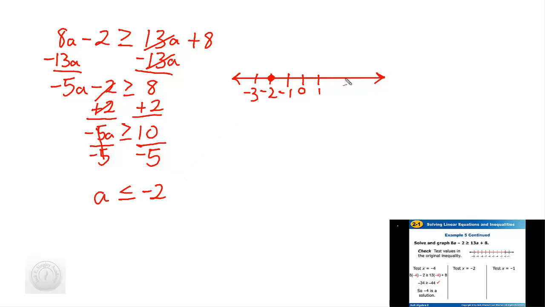So this number line represents the possible values of a. The values on the left side of negative 2 are smaller than negative 2. So we're going to select that region by shading in this space to the left. And that would indicate our solution.